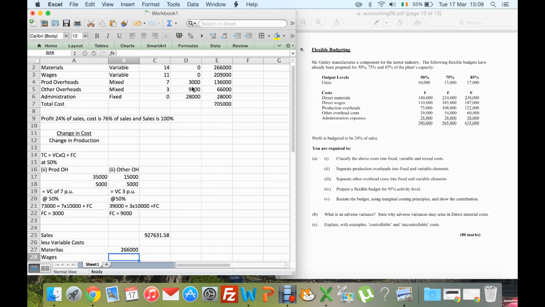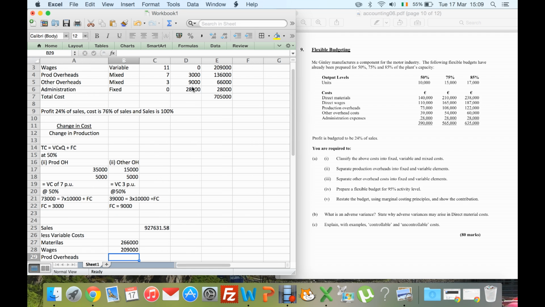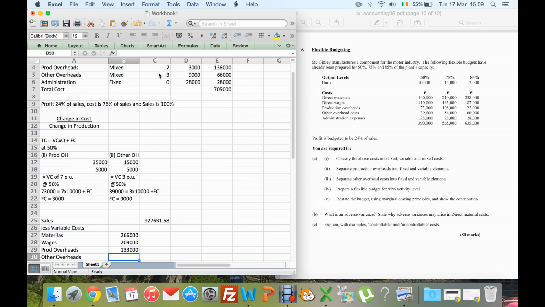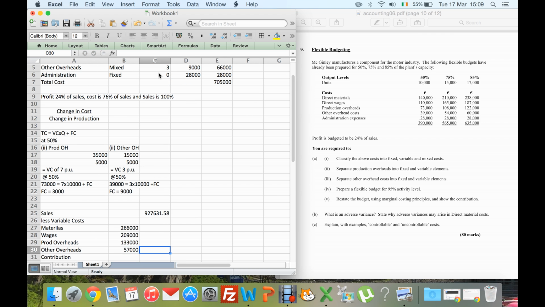Okay. Now, so our materials, we would work that out up here. So it's that, and our wages, we've already worked that out. Now the production overheads is 7 by 19 grand. That's 19,000 units. And the other overheads is 3 by the 19,000 units we want to produce. So that is those added together.